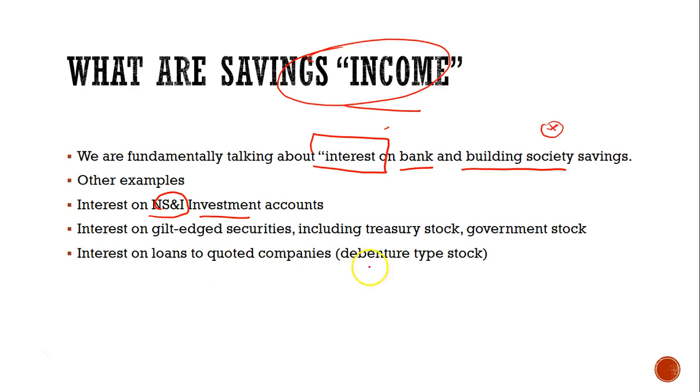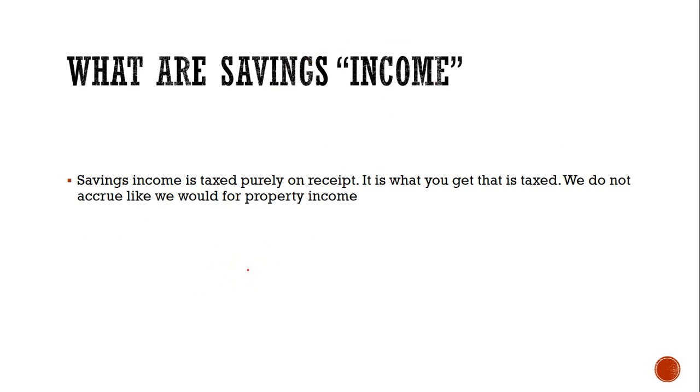And finally, if you buy any debenture stock, if you like, lending money to quoted companies, and you can do this on the market, you can go and lend money to Tesco's, whoever. In effect, it is a loan. Any interest you receive is also recognized as savings income. As you can imagine, if you actually buy the shares, you will receive a dividend, and that will be the subject of our next set of videos where we talk about dividend income. But for now, we're talking about savings income.